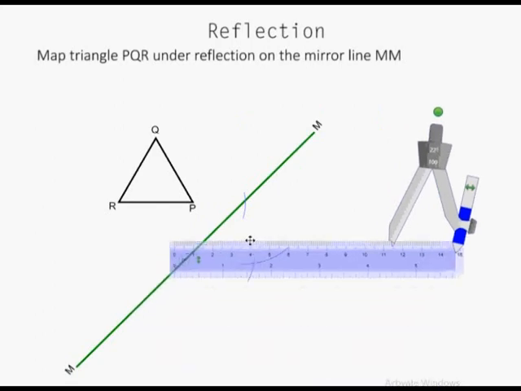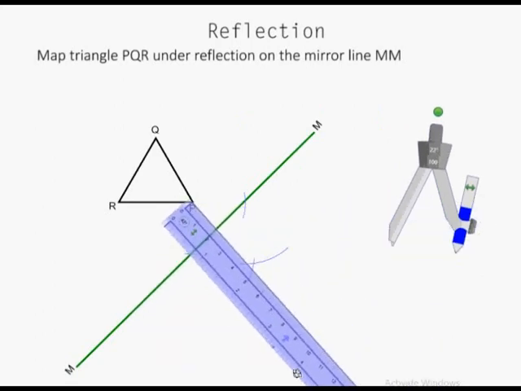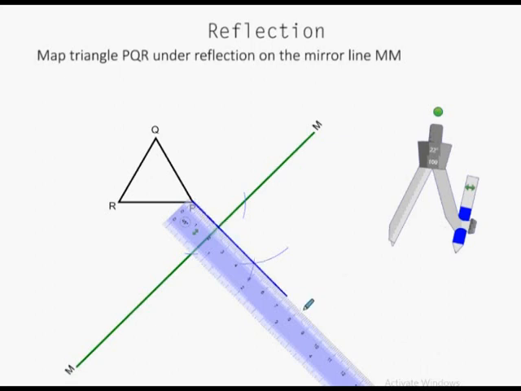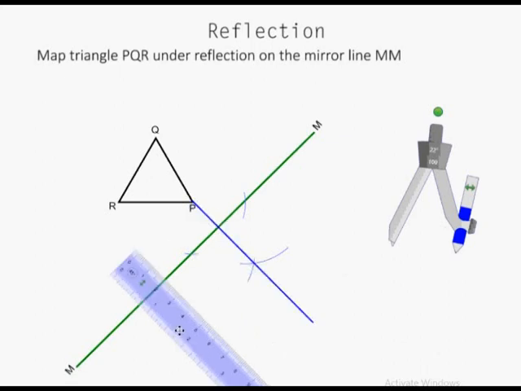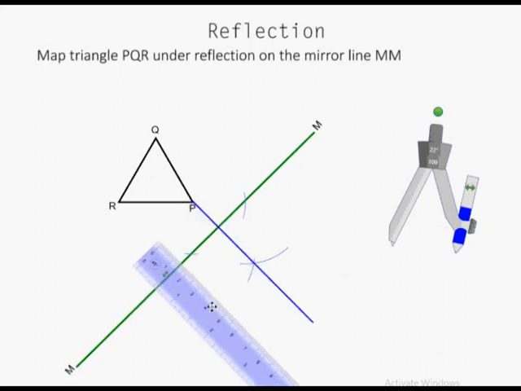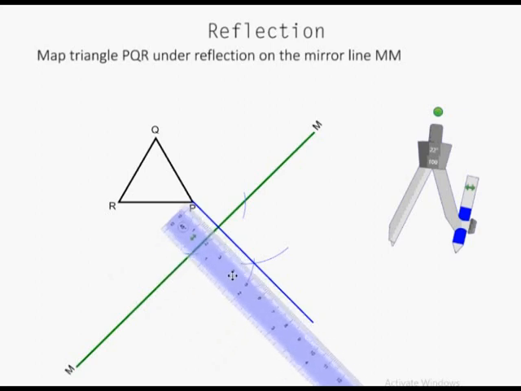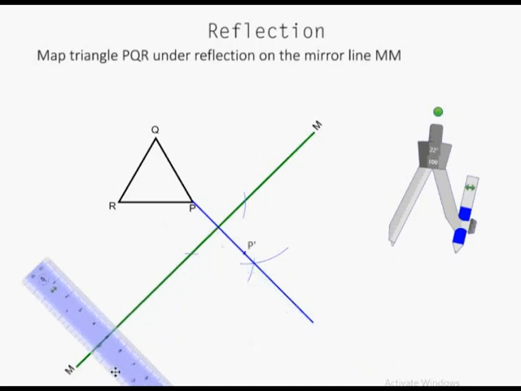Now join P to this point of intersection. With a ruler or straight edge, measure the length from P to the mirror line. Now take the same length on the other side and we have P'. We go to Q.